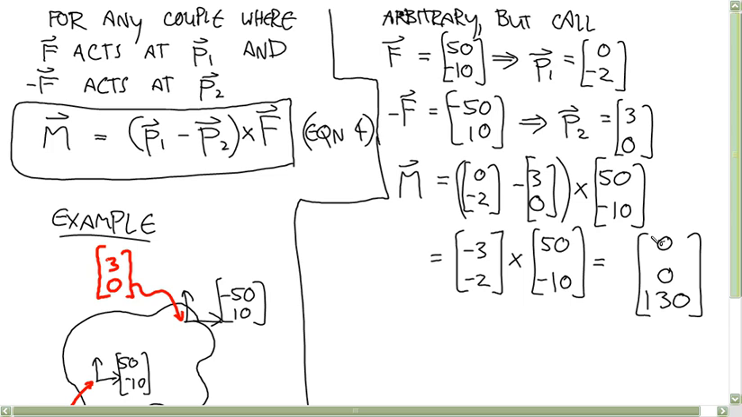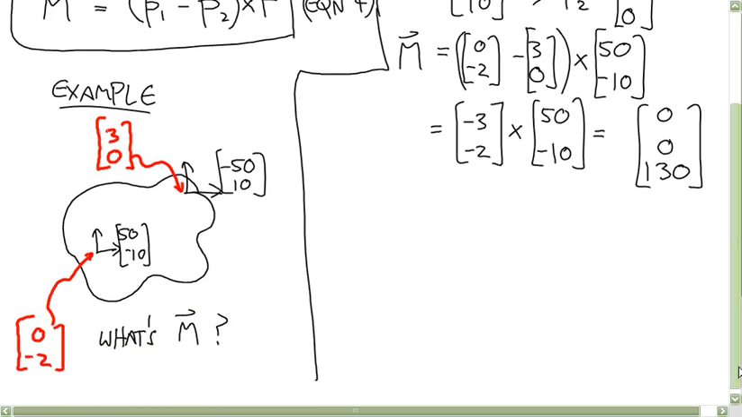And does this make sense? Think physically about what's happening here. These are mostly horizontal forces, right? So this force is mainly going this way. This force is mainly going this way. So think about the rotation that combination will cause. It'll cause a counterclockwise rotation about the z-axis. Counterclockwise is positive, so that makes sense. Okay.